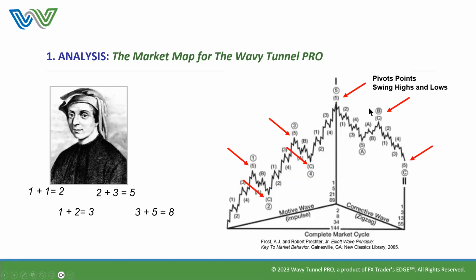Now, this is the 8-wave market cycle, the complete market cycle, where we can see waves 1, 2, 3, 4, 5, A, B, C. And notice how you have head and shoulders patterns at the end of every single sequence. So at the end of every wave, at the end of wave 1, wave 3, wave 5, and these are also called pivot points and swing highs and lows.